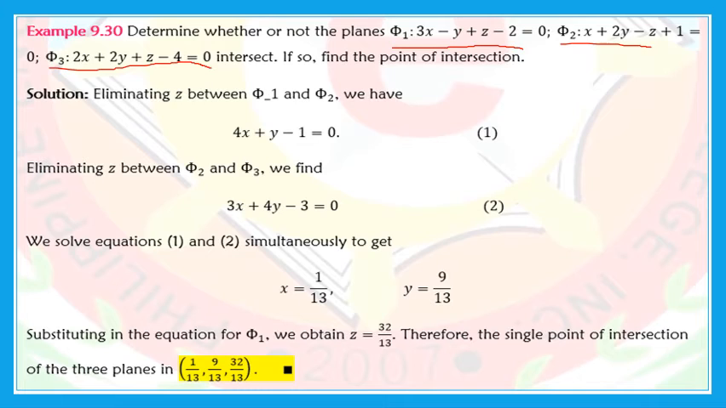So, I want you to solve this one. Verify if x is equal to 1 over 13 and y is equal to 9 over 13. Substituting in the equation for phi sub 1, we obtain z is equal to 32 over 13. Therefore, the single point of intersection of the three planes is 1 over 13, 9 over 13 for y, and 32 over 13 for z.